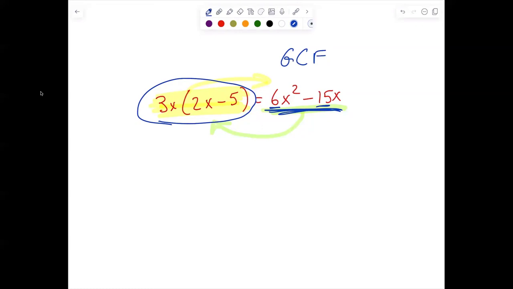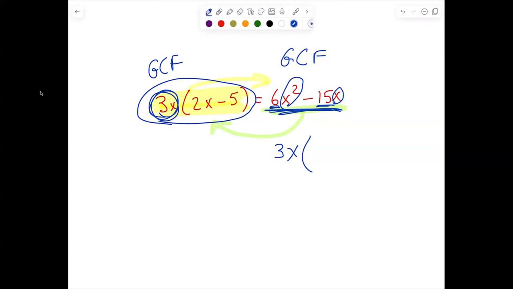So, number-wise, what's the largest number that goes into 6 and 15? 3. Now, how many x's are here? 2. How many x's are here? How many are common then? Common means are in both. There is 1. So that's how I got the 3x. Notice here, that is the GCF. I just found the GCF. It's what again? 3x.